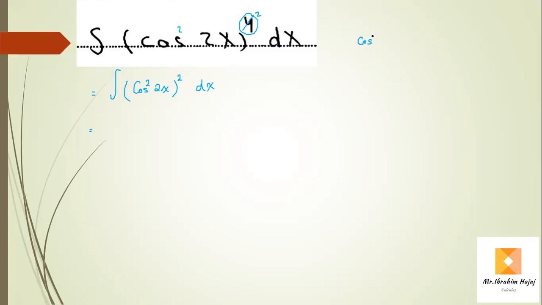Why? Because from the identities I can find cosine squared 2x. We can reduce the power and use this identity, which is 1 half plus 1 half cosine of double the angle. Double 2x is 4x. So replace it: use a bracket, and instead of cosine squared 2x I write half plus 1 half cosine 4x, and this all to the power of 2, dx.